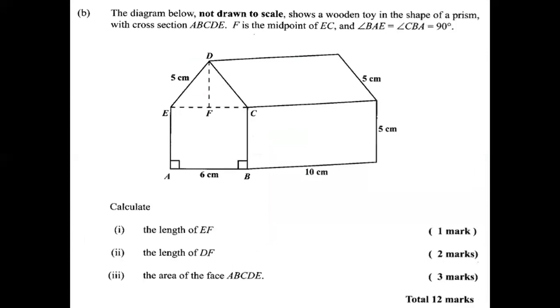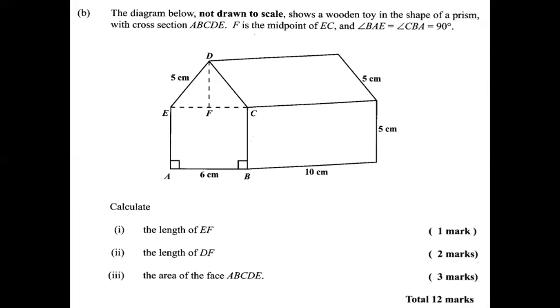All right, so let's move to the other question. Here we have another solid, A, B, C, D, E, which is the cross section. There's some information above there, and we're just skipping through. So F is the midpoint of EC, and angle BAE is equal to angle CBA, equal to 90 degrees. So we have vertical lines there meeting at AB on our solid here.